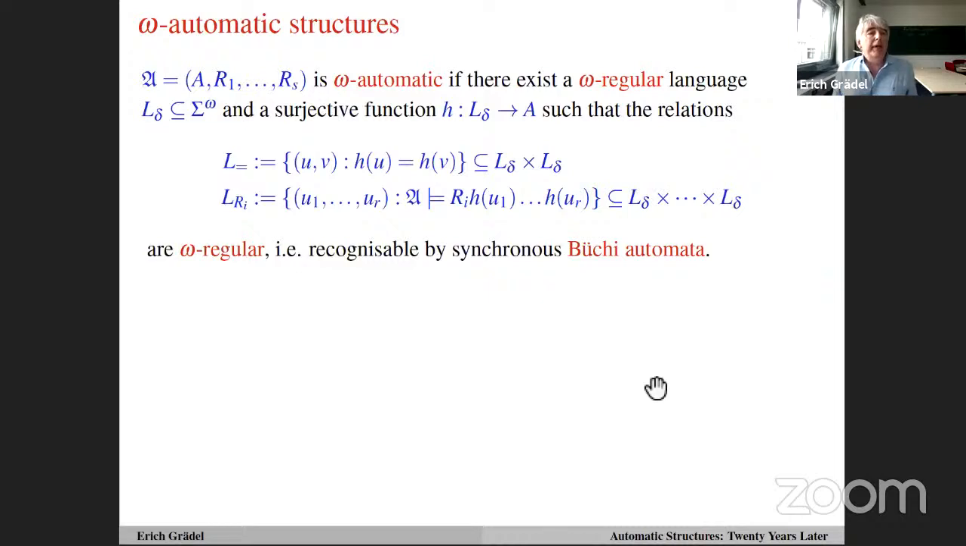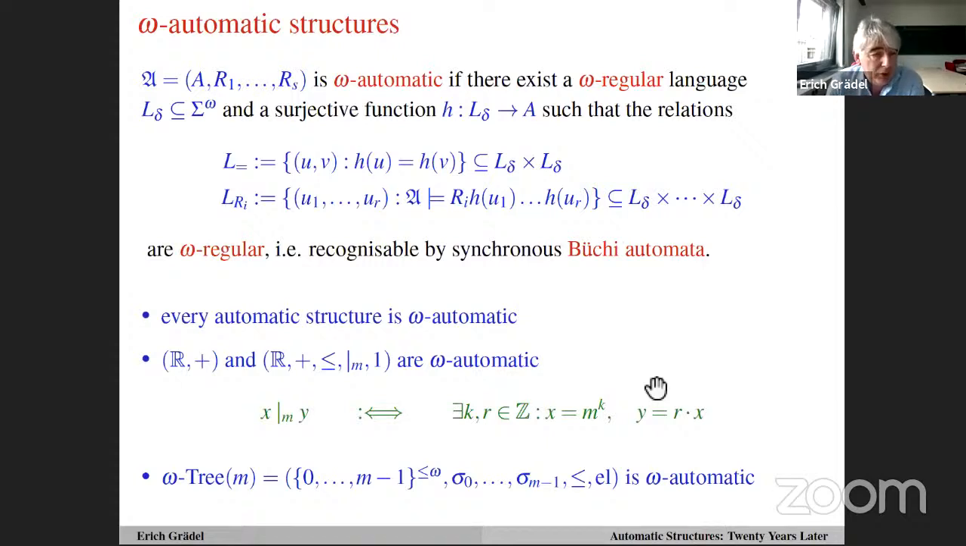In a similar way, we can define omega-automatic structures. These no longer need to be countable, because the universe is encoded by an omega-regular language of infinite words. We still have a surjective function from this language onto the universe of the structure, and we have a precisely analogous definition, but now the relations representing equality and the individual relations of the structure are omega-regular, that is, recognizable by synchronously operating Büchi automata.